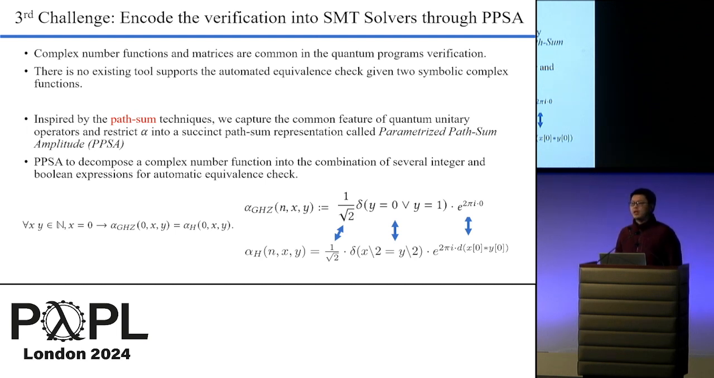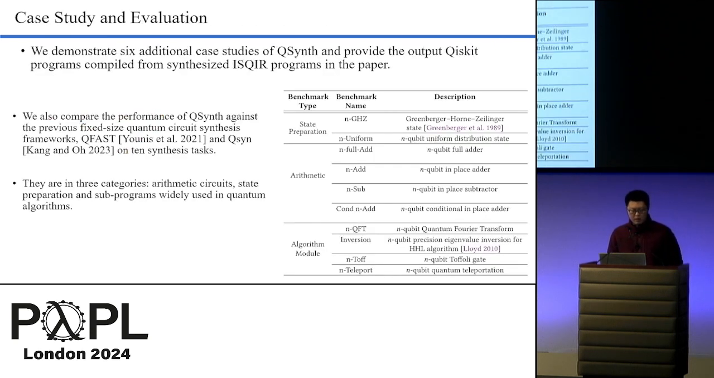So with these techniques, we can encode the quantum verification of a quantum program into the SMT solver. For the evaluation part, we also demonstrate 6 additional case studies of QSynth in our paper, and we also provide the output Qiskit programs compiled from the I2 programs in our paper.